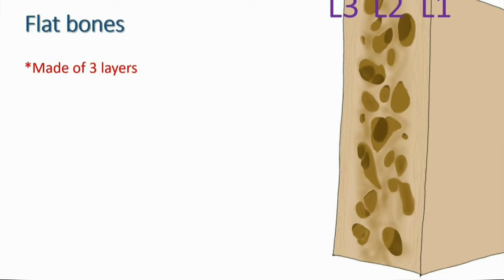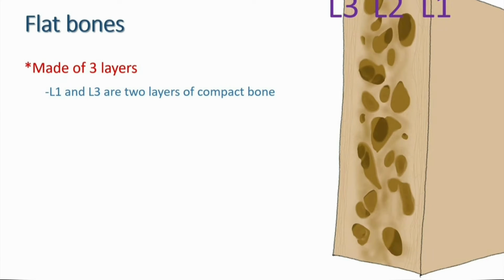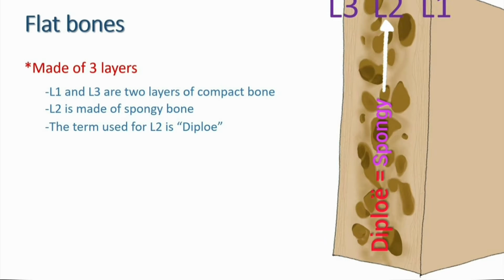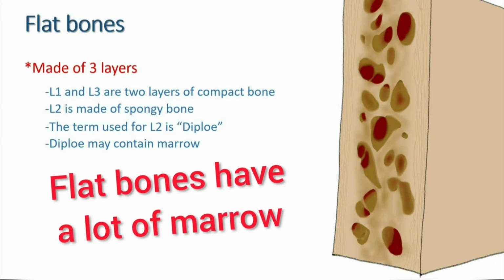If you look closely, you'll realize that L1 and L3 are both compact bones. The layer between the two compact bone layers, which is L2, is spongy. This layer is called diploe. Now you know that spongy bone can have marrow. This is one of the places you may find marrow. So diploe can have marrow inside its holes. Actually, this is a major place you can find red marrow, because flat bones are full of red marrow.